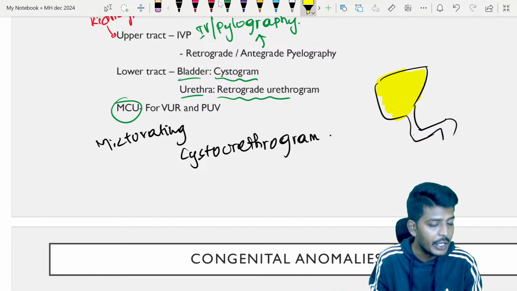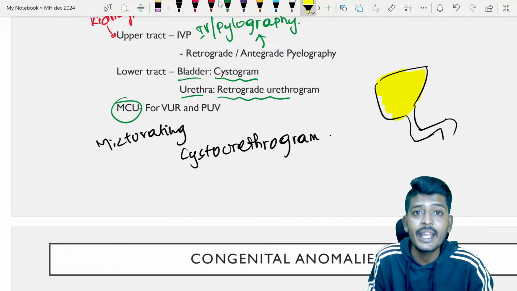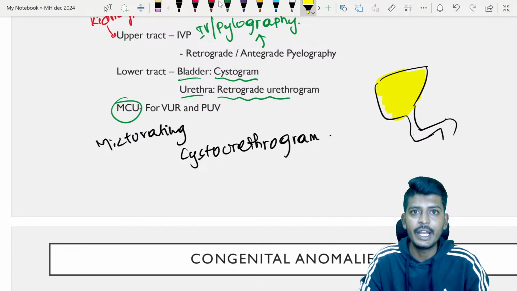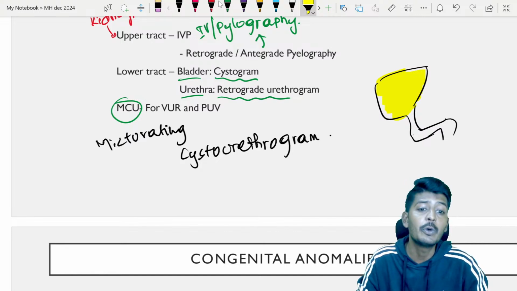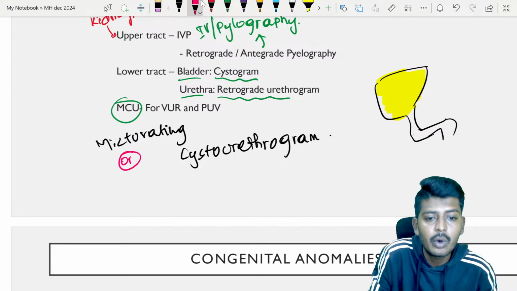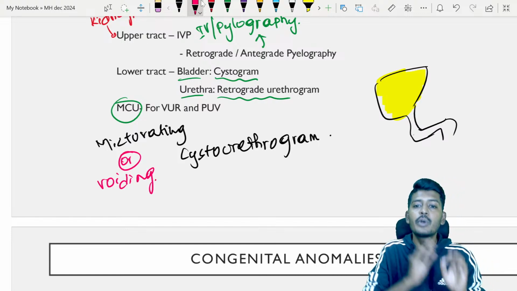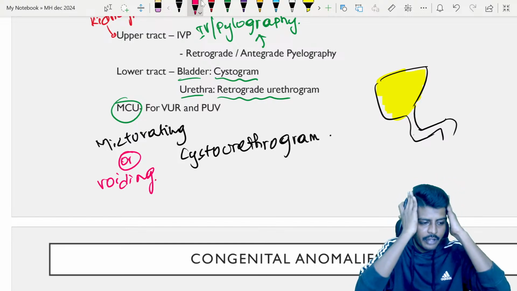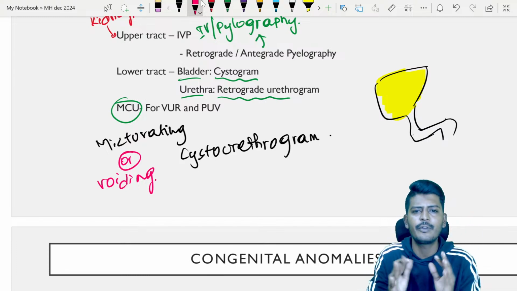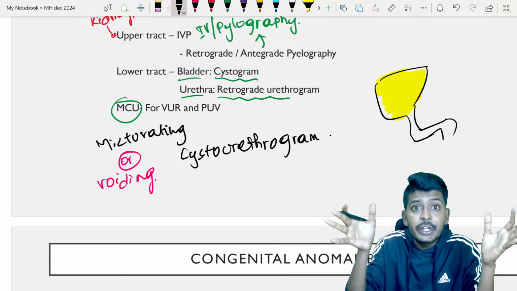So basically, if you take a radiograph while urinating, you call it an MCU, micturating cystourethrogram, which is also called voiding cystourethrogram. So think with the logic, but very carefully. What we are doing is asking the patient to urinate.